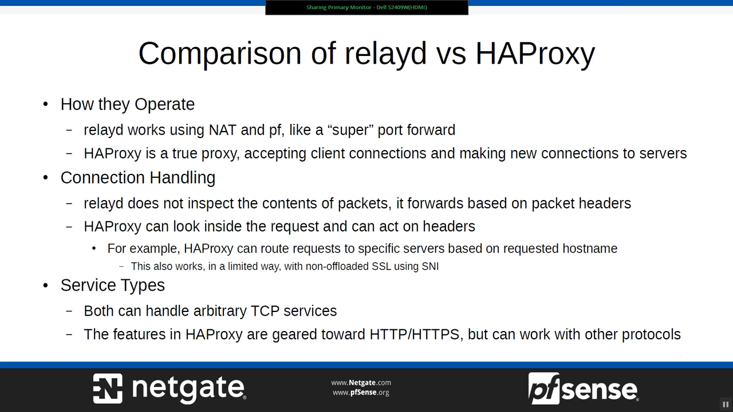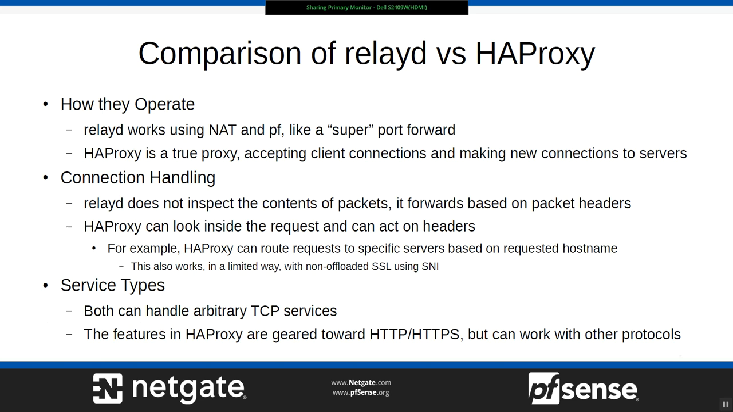It only forwards based on the packet headers because that's all PF sees. Now, HAProxy, because it's a true proxy, can look inside that request and act on the headers. So it accepts that connection from the client, and the client makes its request to HAProxy. HAProxy sees what the client is going for, and then it will forward that on to the server, and it can act on the headers and what it needs to do. HAProxy, for example, can route requests to specific servers based on a host name. It can do that for SSL sites using SNI. But obviously you can't see as deep into SSL connections as you can into HTTP.